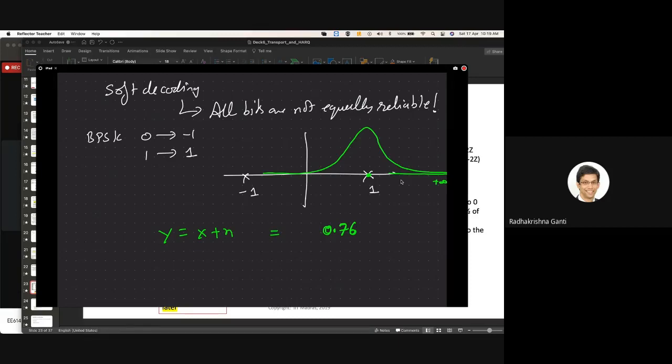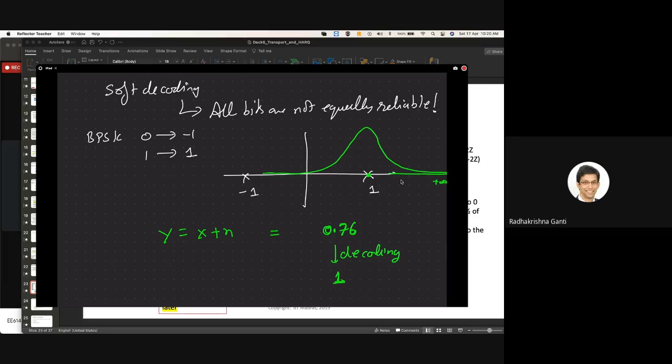Okay. So suppose I tell you it's 0.76. How will you decode it? What will you decode it to? Towards 1, sir. You will decode it to 1. So when you do a decoding, you will get 1.